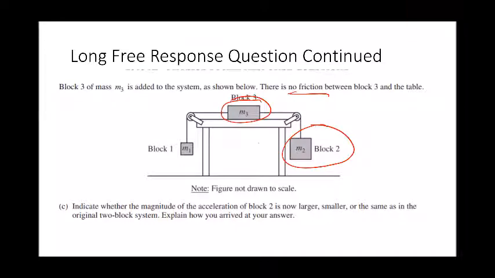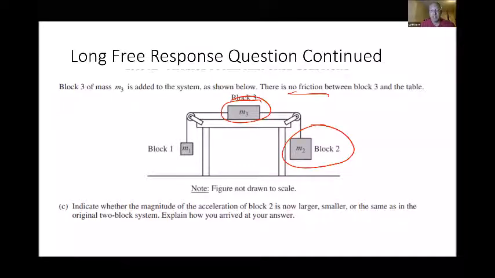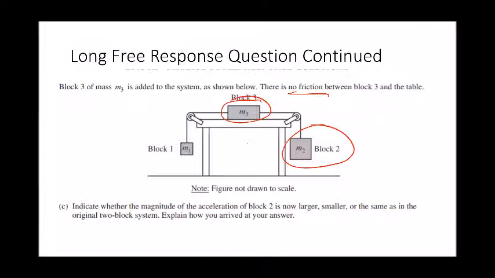Would it be the same because there's no friction between the table and block 3? Okay. So remember, the net force a minute ago was the difference between the weight of block 2 and the weight of block 1. Has that changed? Has the net force acting on the system changed? No. No, because the weight of this thing is getting canceled out by what? What's canceling out the weight of block 3?